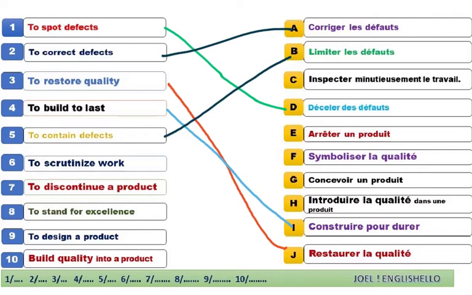So, donc, the boss scrutinizes the work. Donc, le patron inspecte minutieusement le travail. To scrutinize work, inspecter minutieusement. To discontinue a product, arrêter un produit. If the product has defects, we must discontinue the product. Nous devons arrêter le produit.